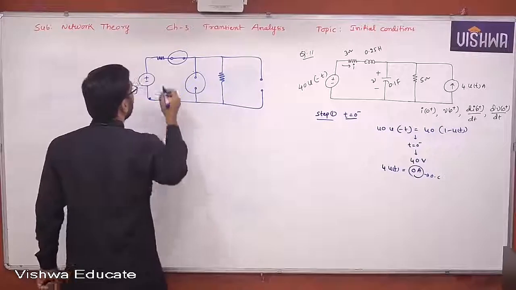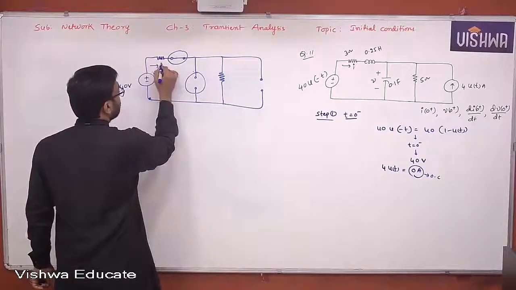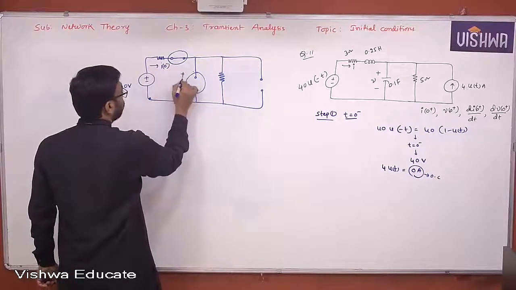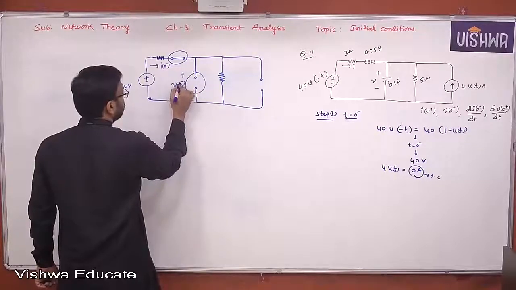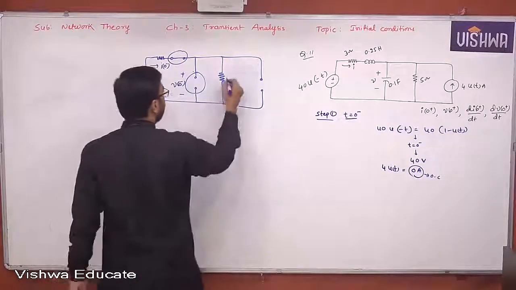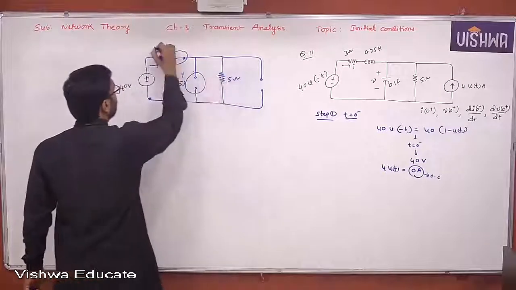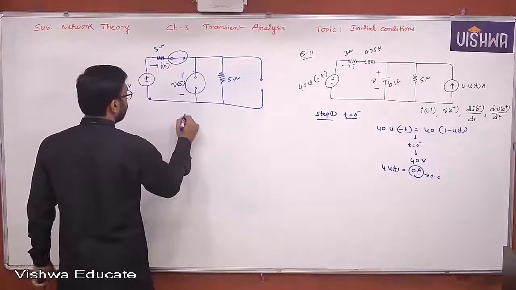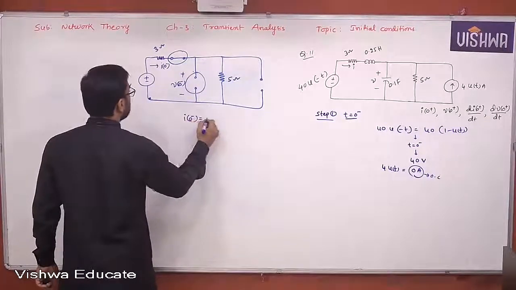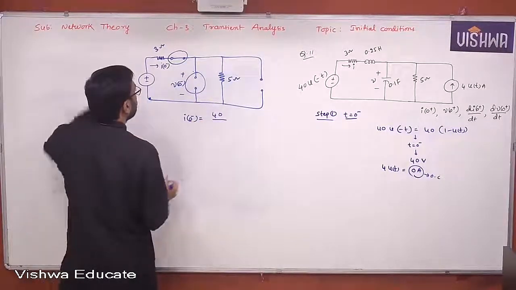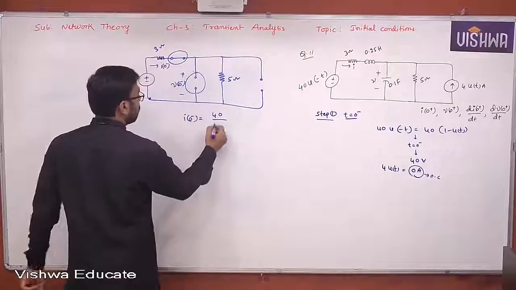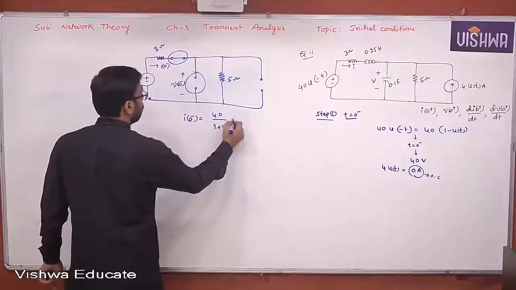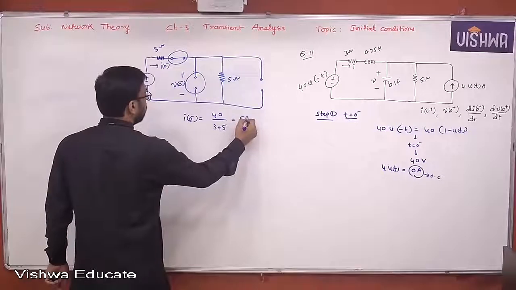Now let's find what is I of 0 minus, what is V of 0 minus. What is the value here? 5 ohm, 3 ohm. What is the current I of 0 minus? I of 0 minus is 40 volts divided by 3 plus 5, that is 8, 5 ampere.